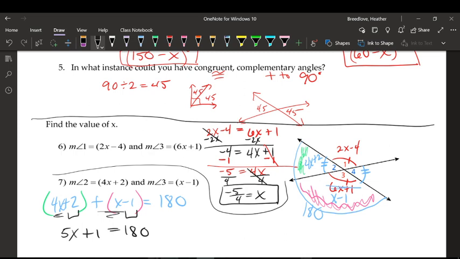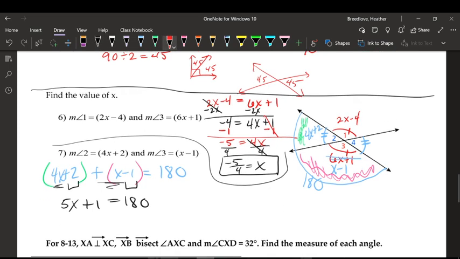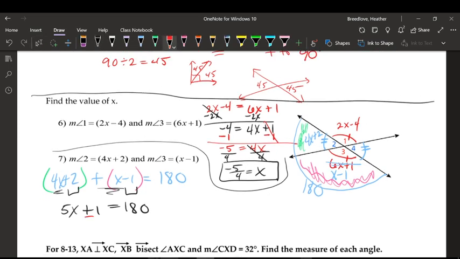My next step is to get x by itself. So I need that non-x, 1, to move. To move it, I have to use the opposite symbol, or opposite operation. If I do it on one side, I must do it on the other side as well. So now I have 5x equals 179.